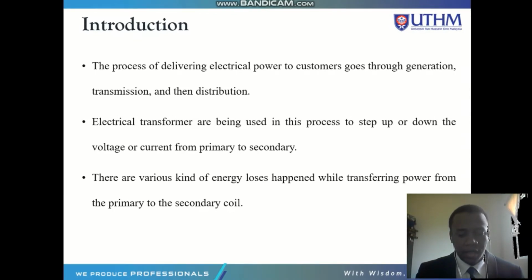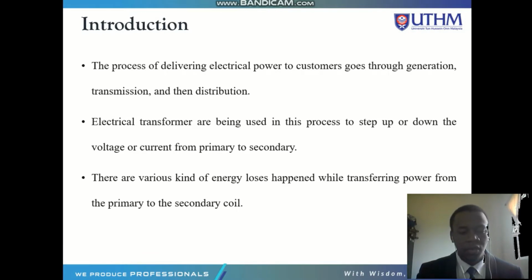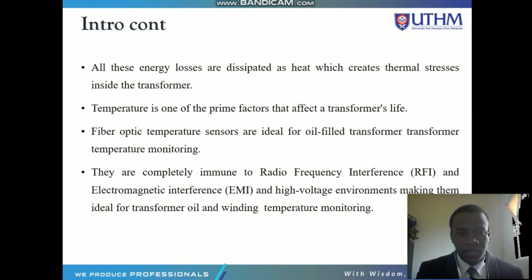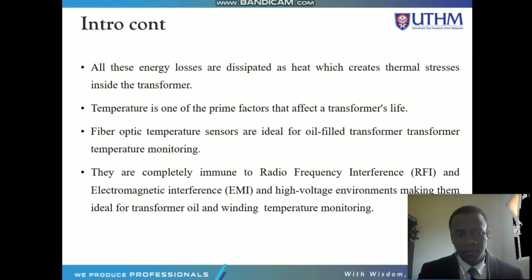So the kinds of energy losses that happen during this process are load losses and no load losses. The load losses are due to the copper loss, and the no load loss is due to core or iron losses. All these energy losses are dissipated as heat, which creates a thermal stress inside the transformer, which will lead to the rise of the temperature inside the transformer.